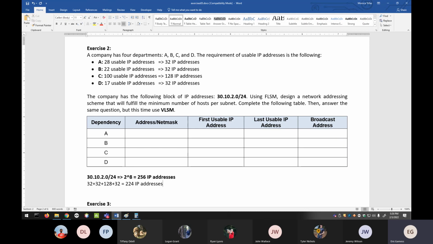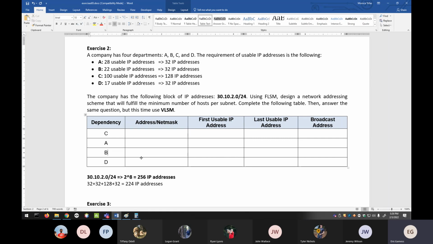So there is something that is very important when you solve this problem. You have to go from the higher requirement to the lower requirement. Of the 4 networks, which one has the higher requirement? C. So you have to process C first. Then who has the highest requirement? Okay, the others are going to have 32. So for the others, there is no order.